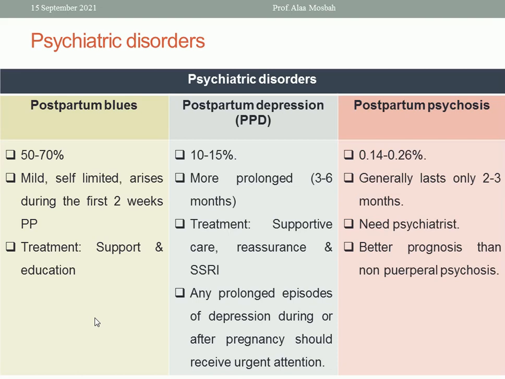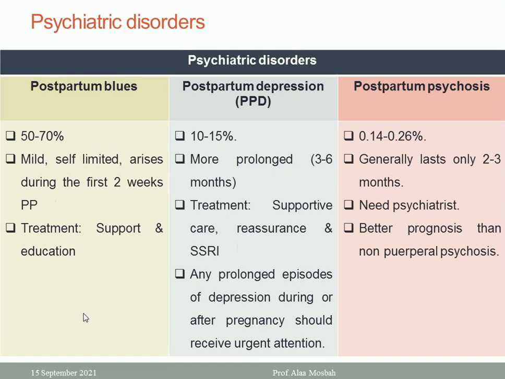Postpartum depression occurs in 10 to 15%, more prolonged, 3 to 6 months, and the treatment includes supportive care, reassurance, and serotonin reuptake inhibitor. Any prolonged episodes of depression during or after pregnancy should receive urgent attention and should take a proper treatment. Postpartum psychosis incidence 0.1 up to 0.2%, generally lasts for 2 to 3 months, needs a psychiatrist, of course, better prognosis than the non-puerperal psychosis.